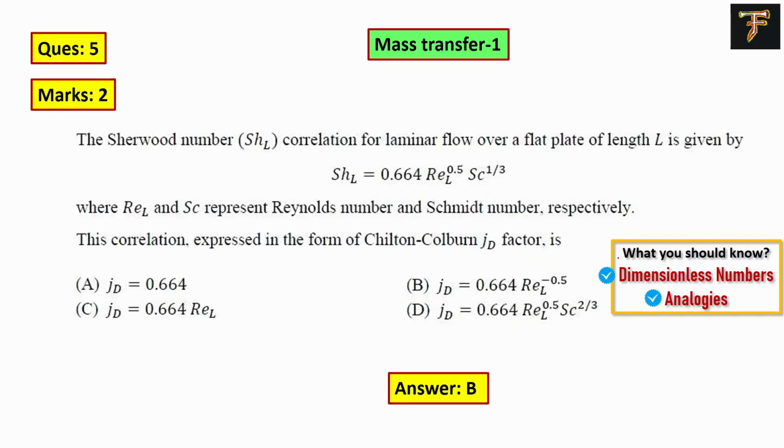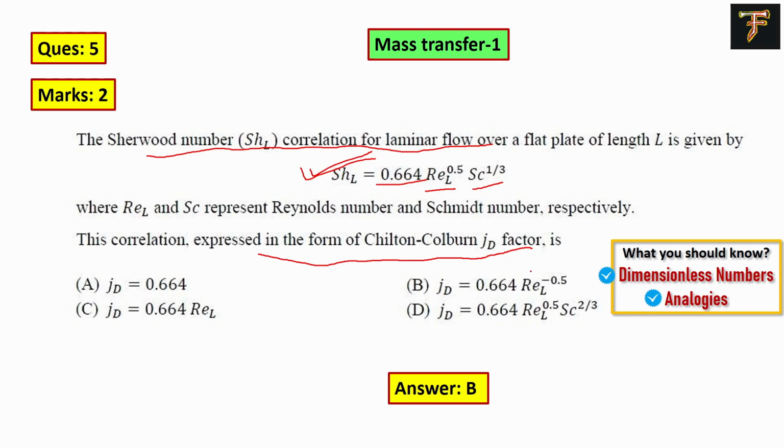Now moving forward to the 5th question, where a dimensionless relation is provided to us. The Sherwood number correlation for laminar flow is provided: the Sherwood number is equal to 0.664, Reynolds number to the power 0.5, Schmidt number to the power 1/3. Now they're asking: can you express the relation for JD, the Chilton-Colburn JD factor? You have to calculate the relation on the basis of this one.